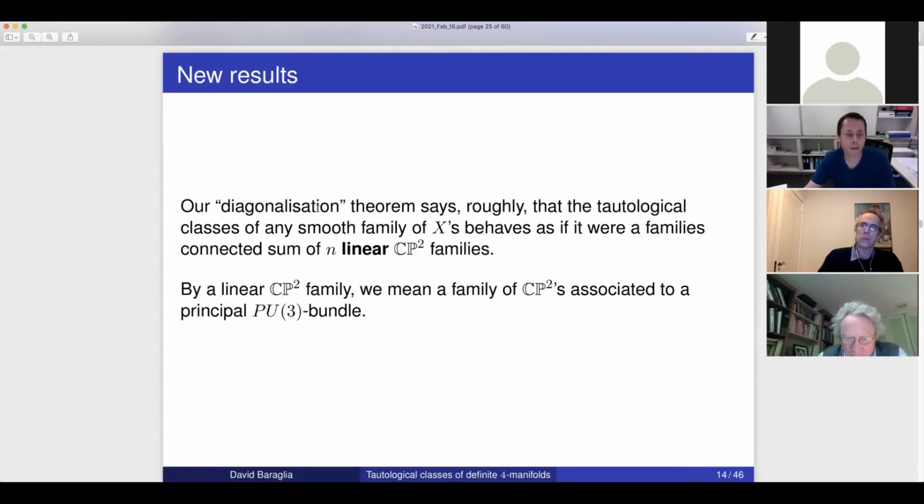So the theorem is a bit complicated to state, but basically what it says is that the tautological classes of such a family behave as if it was a connected sum of linear CP2 families. So a linear CP2 family just means one associated to a principal PU(3) bundle.